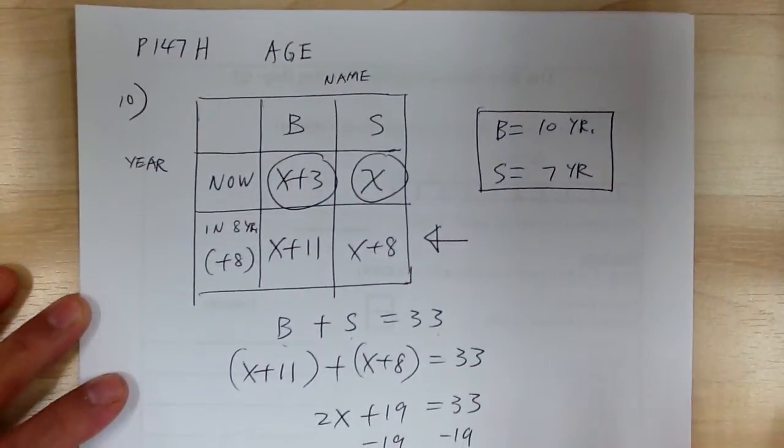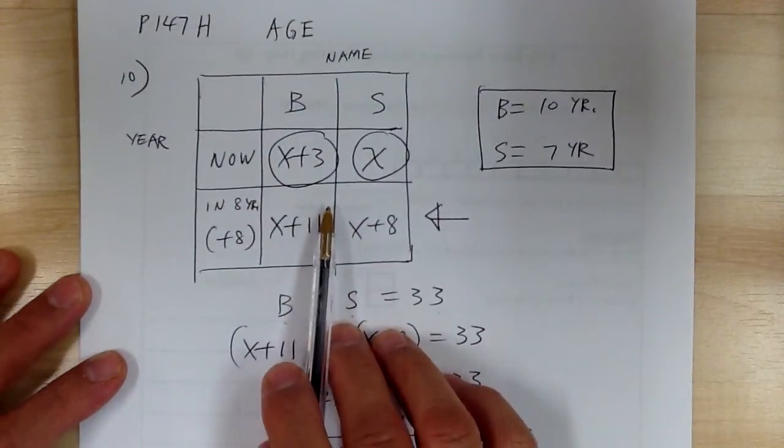Okay, so again, let's sum up what we're talking about. First, you read to see what type of problem this is. By reading the first time, you know it's an age problem, so make a table for age.